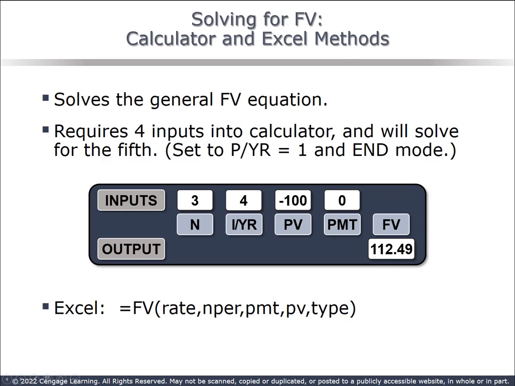Solving the problem in the TI Business Analyst 2. N is 3, IY is 4. Present value is a negative 100. It's an outflow. You've invested it. Payment is 0. Compute future value. The associated Excel function is shown at the bottom.